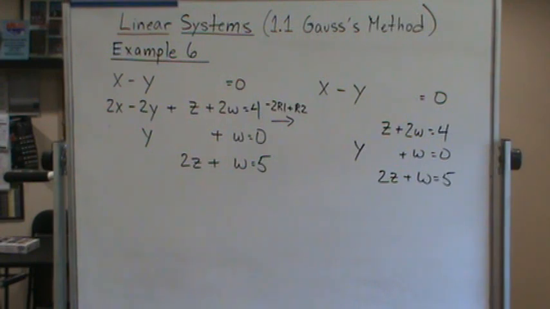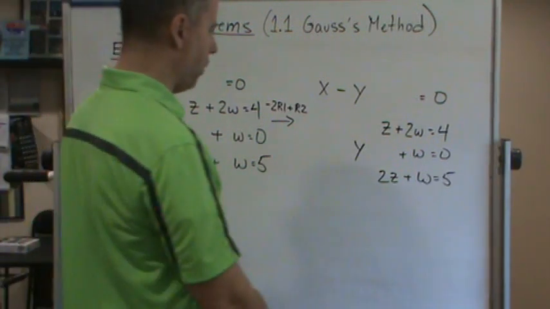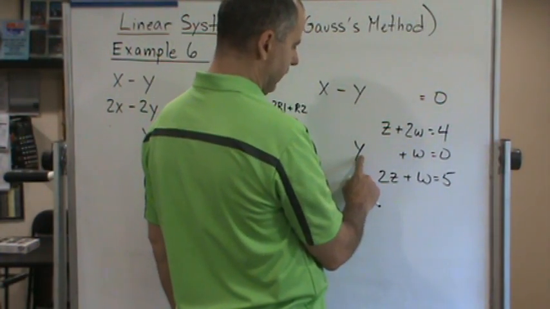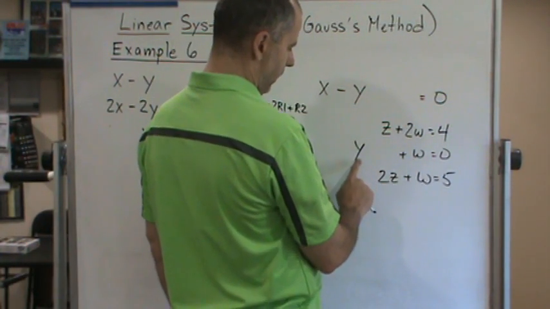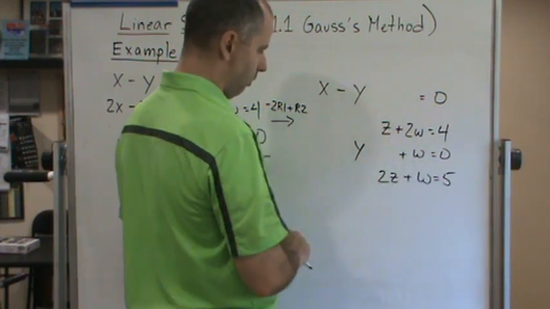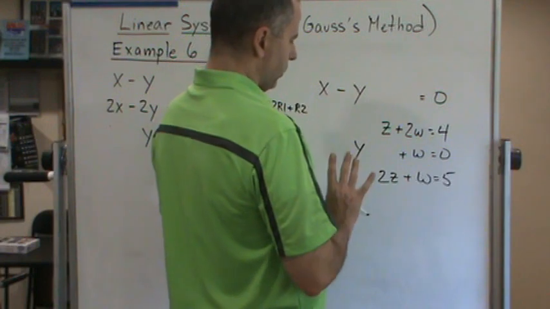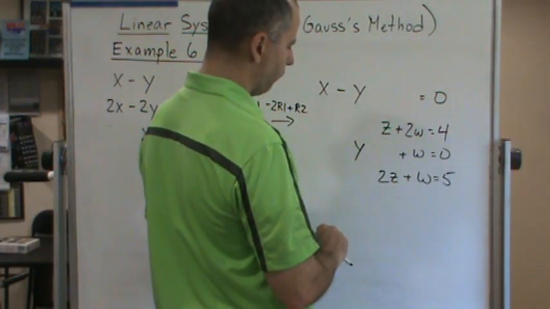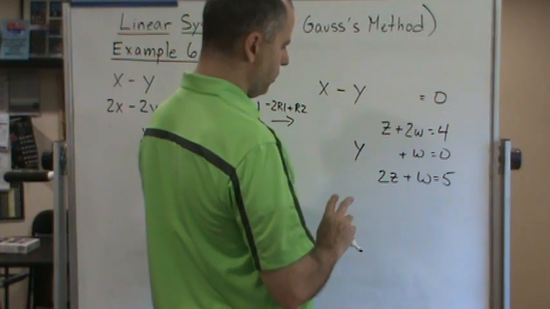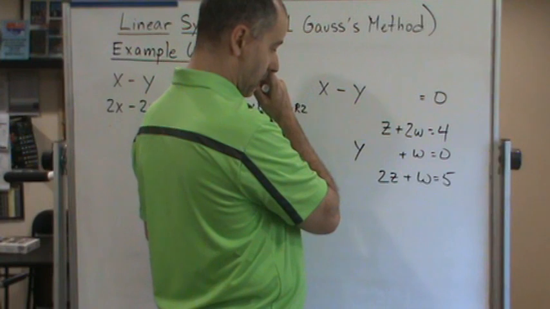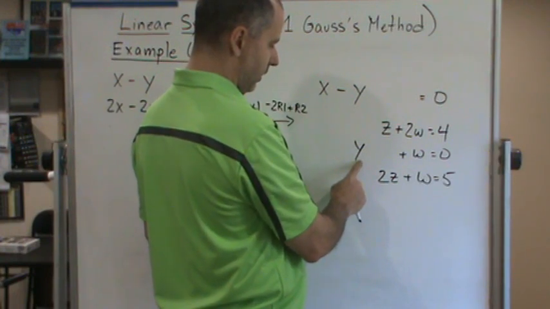Okay, now here's where it gets interesting. Notice the y is down here. This is the only one with the y in its row, right? Also notice that this z here is up here. So what we want to do is swap these two rows. We want this y up here because this is the leading coefficient.